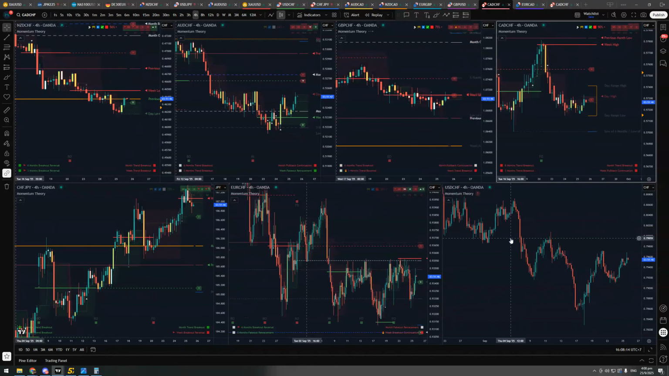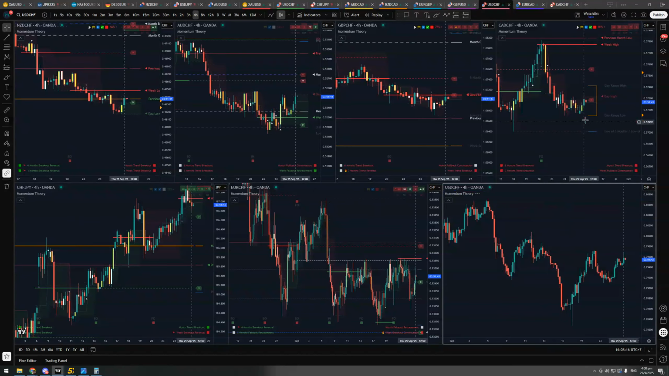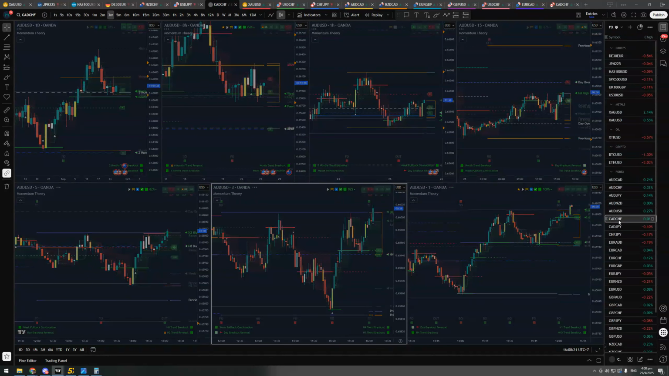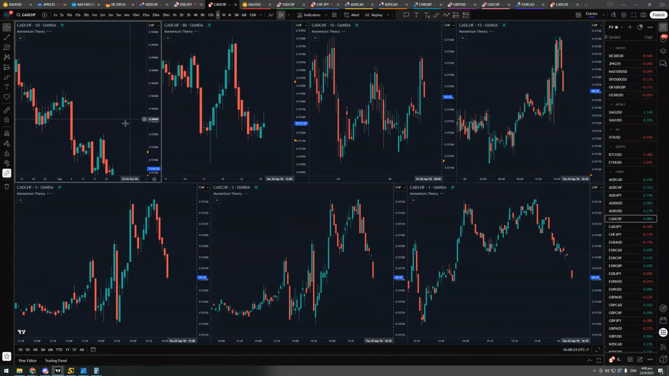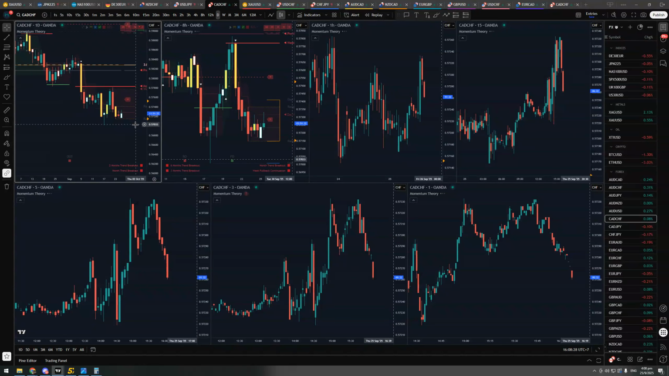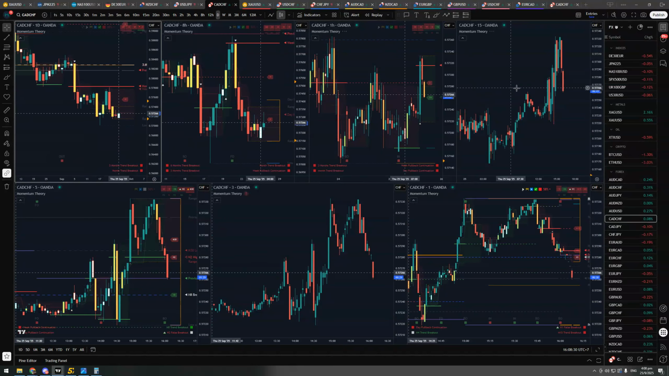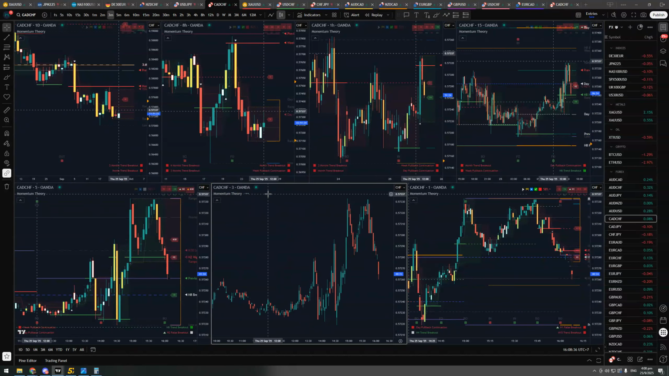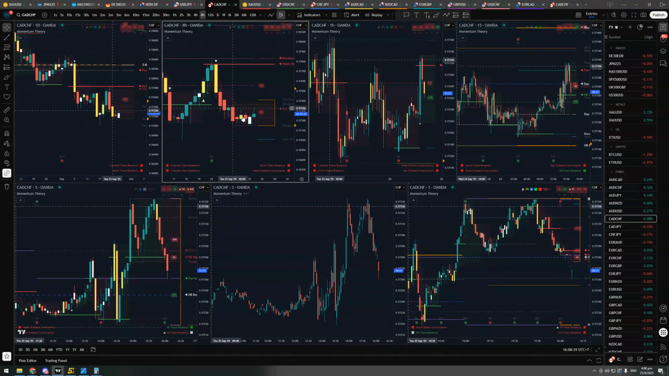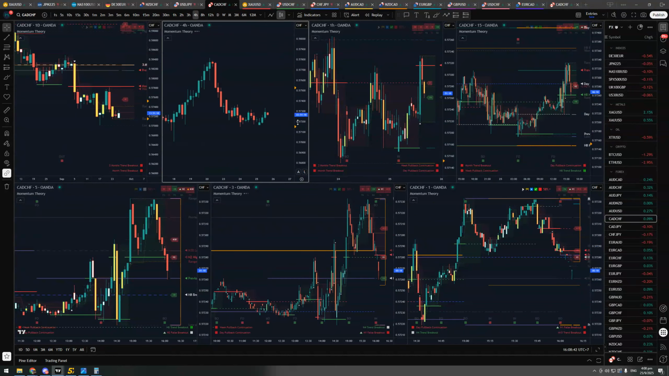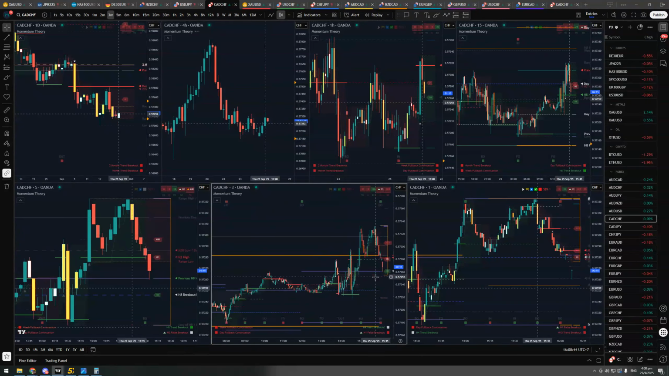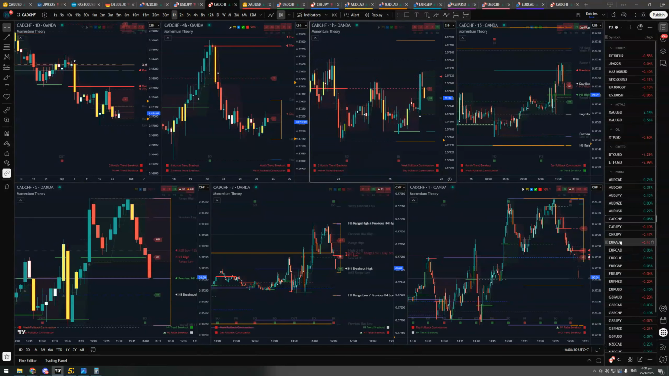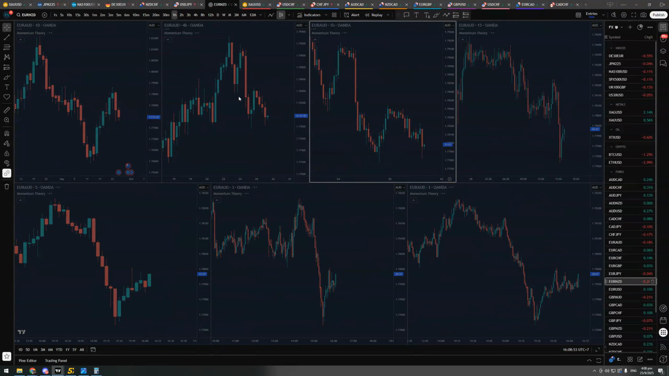Cat Swiss. Let's have a quick look at Cat Swiss here. Try and pull back on the daily. Stuck in a range here for quite some time. Don't really like that. No, not going to do anything there. Euro NZD.